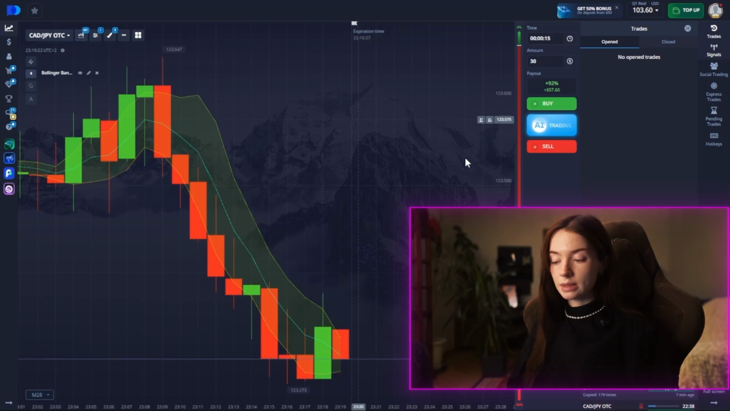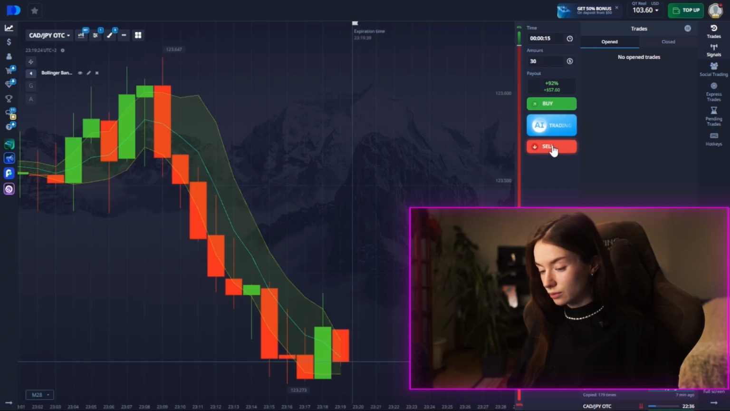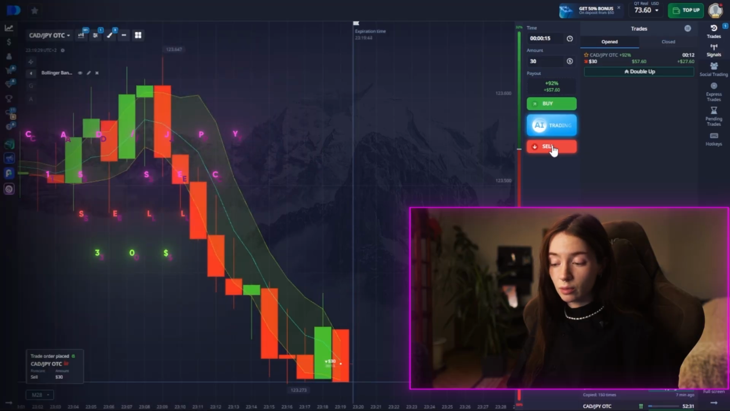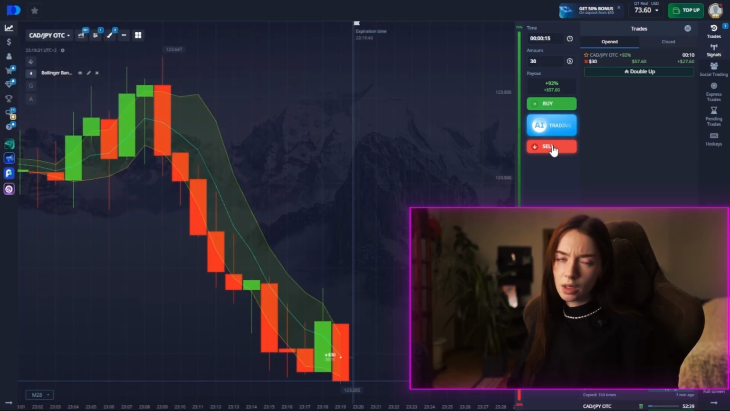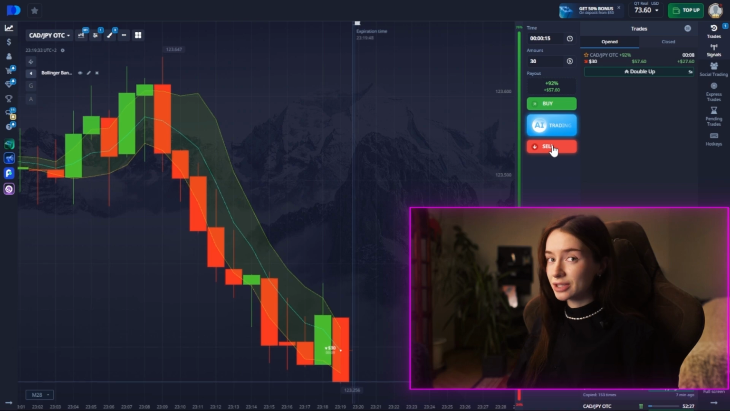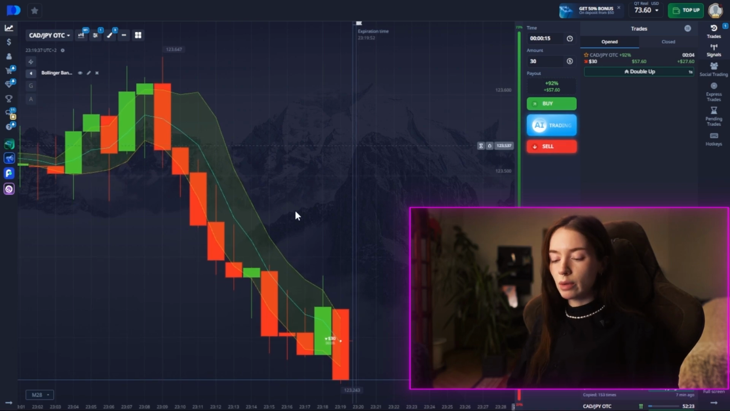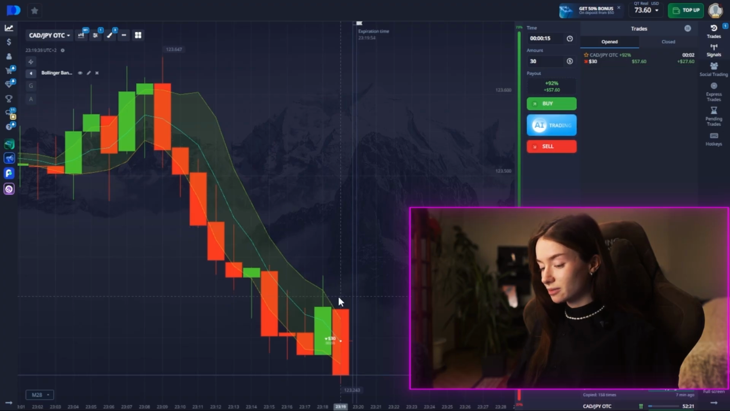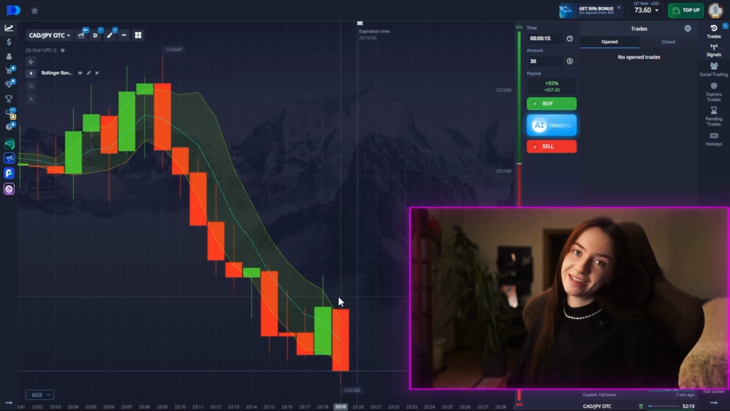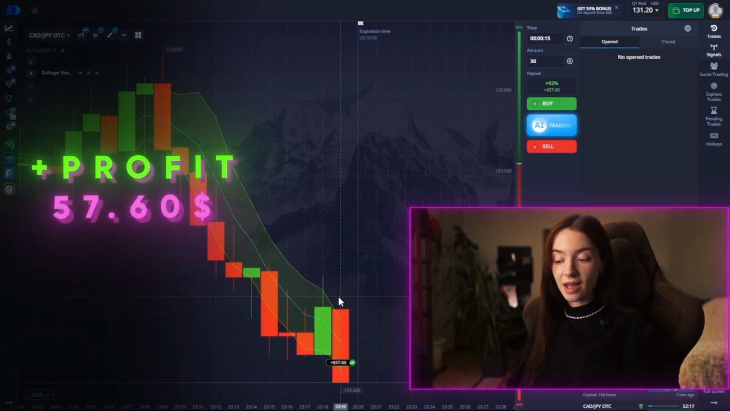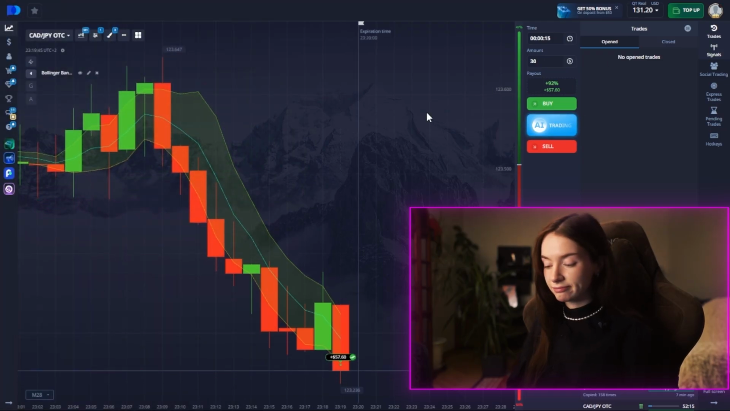I open a sell when the price touches the middle band and starts moving downward. You see how important it is to enter at the right moment. This indicator shows it very well. And we close in profit. Great. We already have $130 on the balance.